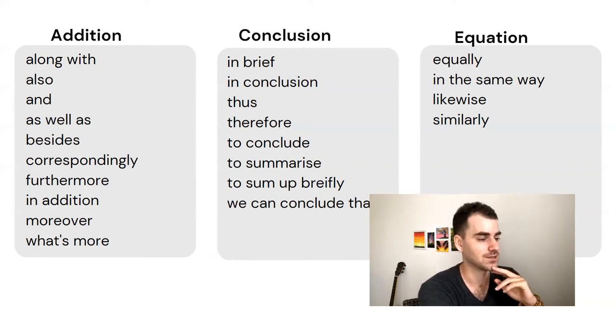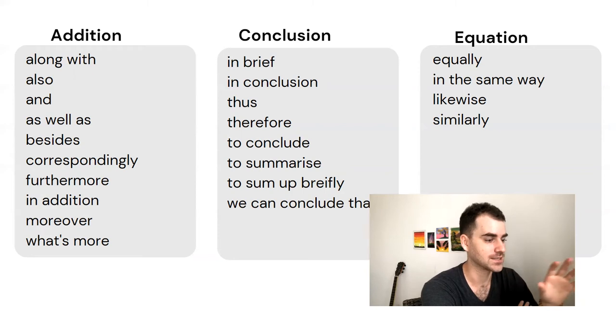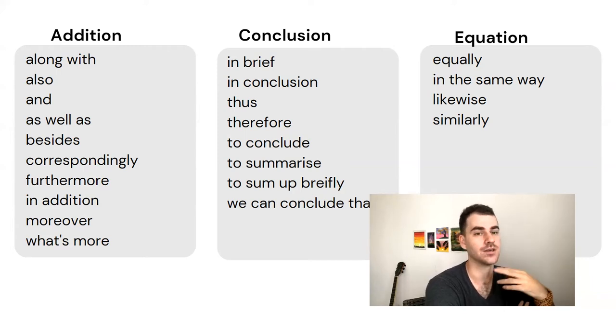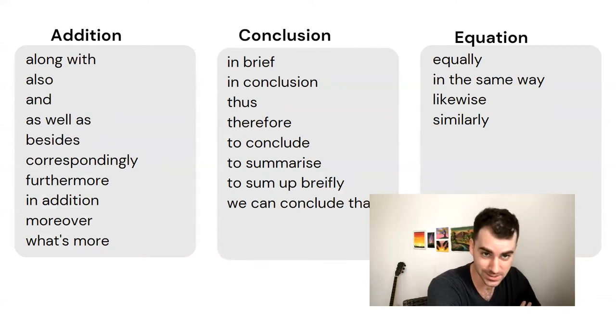An equation, these ones are difficult. It's meaning that two things are kind of the same, right? So I could say that dogs are very sweet. Similarly, cats are also sweet. I could say, I like coffee equally as much as tea. And in the same way that dogs are sweet, so are cats. Likewise is also like this. Dogs are sweet. Likewise, cats are very cool as well. So it's going to be more helpful to see a real sentence.